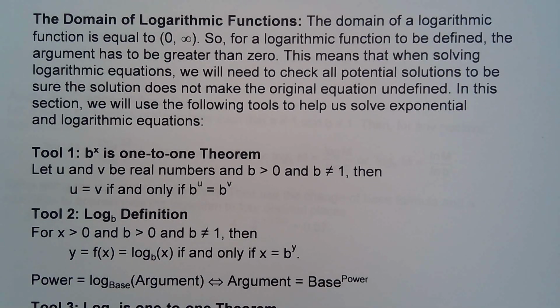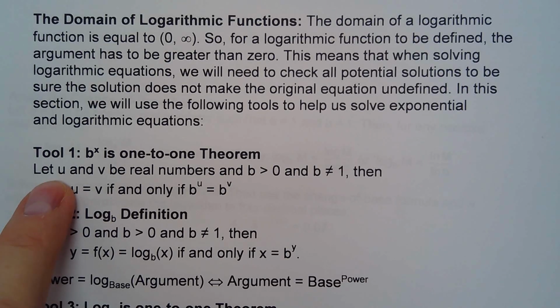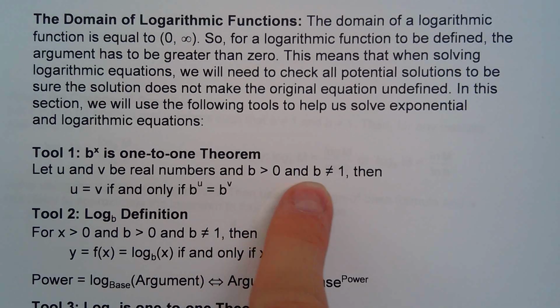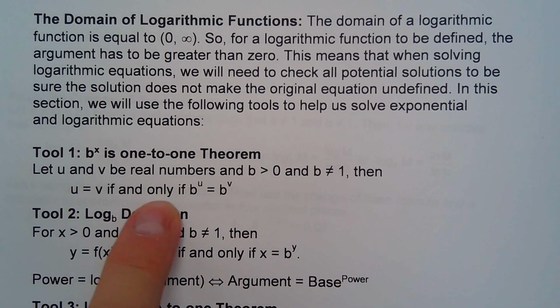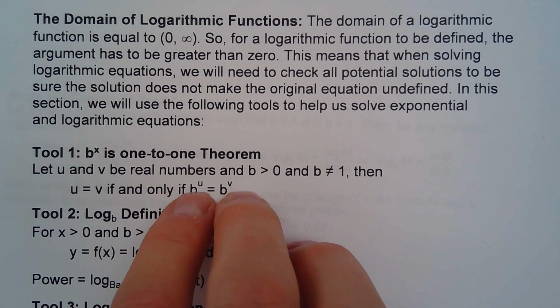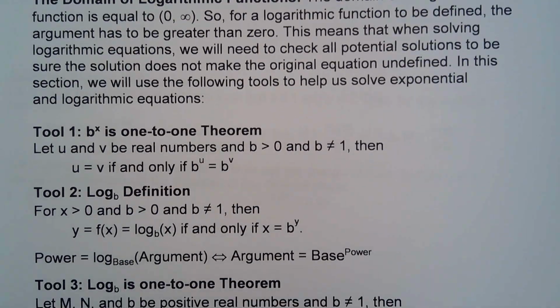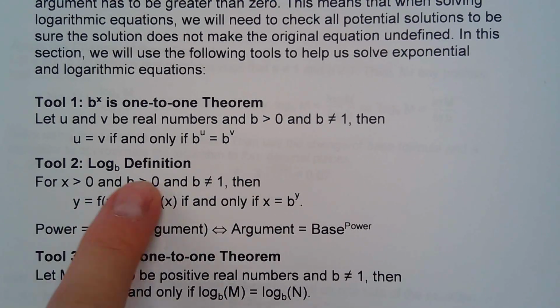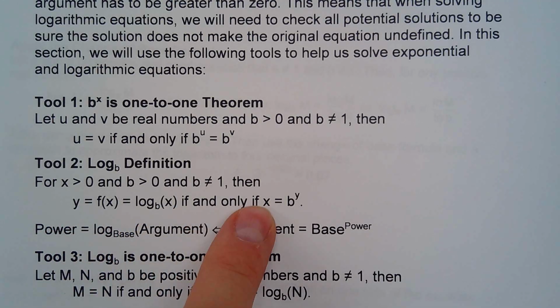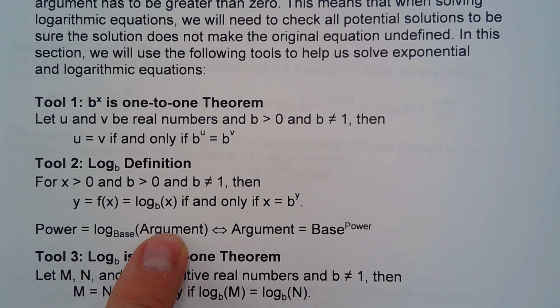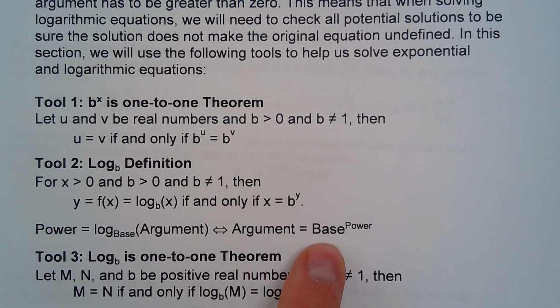b to the x is one-to-one, and we've talked about this before. Let u and v be real numbers, b greater than 0 and b not equal to 1. Then u equals v if and only if b to the u equals b to the v. So if I can write them with the same base, I can set the exponents equal to each other and solve. We have our definition of the log function that we've used before: y equals f of x equals log base b of x if and only if x equals b to the y. So the power equals the log base b of the argument if and only if the argument equals the base to a power.